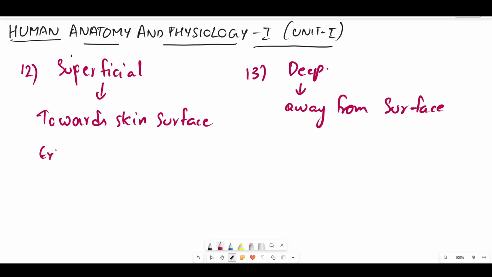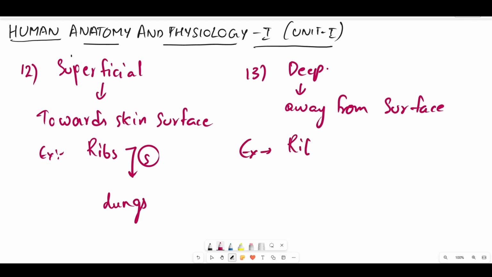Similarly, let's take an example. For superficial, ribs are superficial to lungs. Coming to the deep, ribs are deep to the skin. These are some basic terminologies.